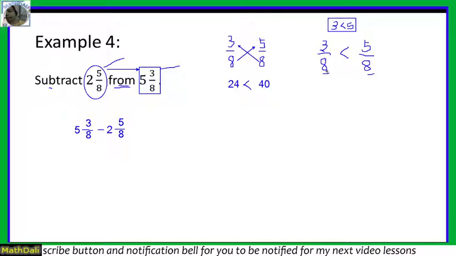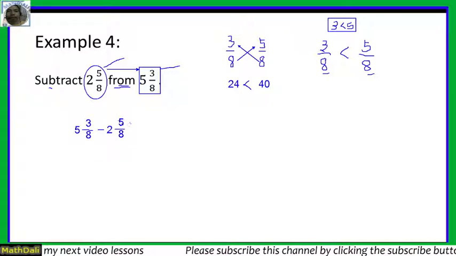Dito pa lang, since that is similar fraction, ma-observe na ninyo yung ating numerator. Yung numerator nito ay mas mababa kaysa sa numerator dito sa kabila. So, para i-subtract to, kailangan magbaro muna tayo ng 1 dito sa 5. Okay, so paano ba tayo magbaro dyan?